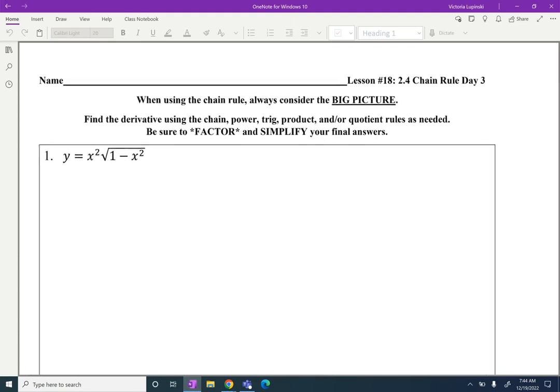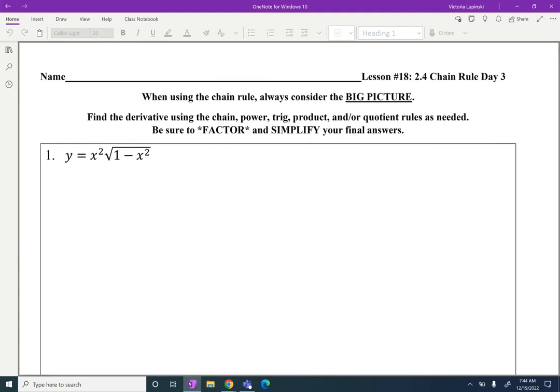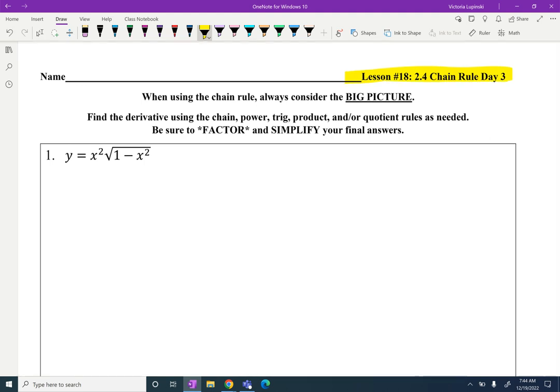Okay, so this is lesson 18. And again, this is the third day of the chain rule. So as long as you've been keeping up to date, it really shouldn't be too terrible. When you're using the chain rule, and frankly, even when you're not using the chain rule, and these derivatives get more and more complicated, you just want to keep an eye on what I call the big picture. What is the biggest kind of derivative that you have to worry about?